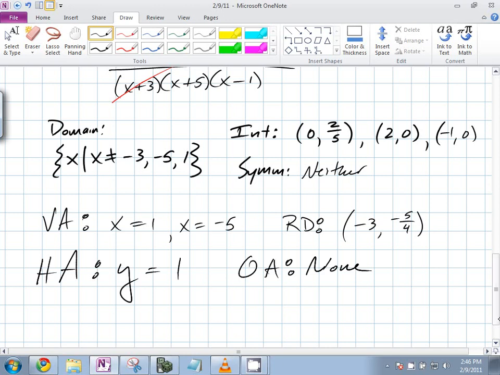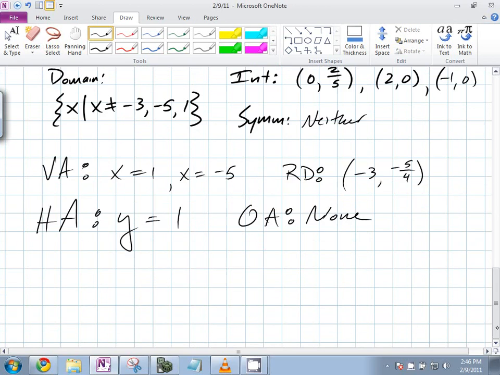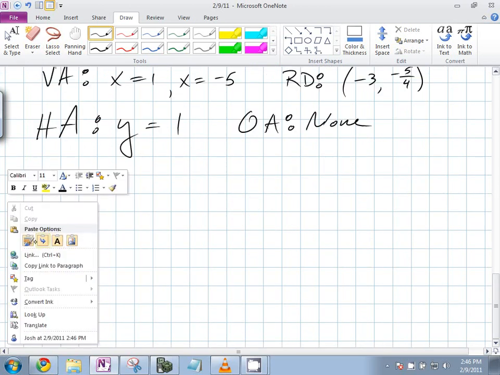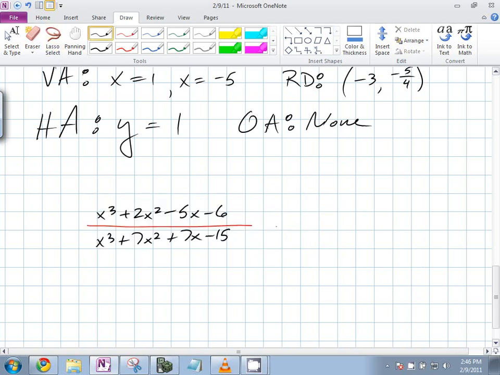Do you set the factored form or the original? Original. Please use the original, because it's closer to what you want. You want to be able to cancel stuff out. And in this case, what do you set it equal to? 1. Yes. You want to know when this is equal to 1. And that happens when this is equal to this.